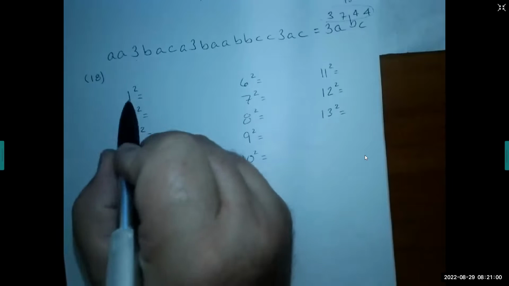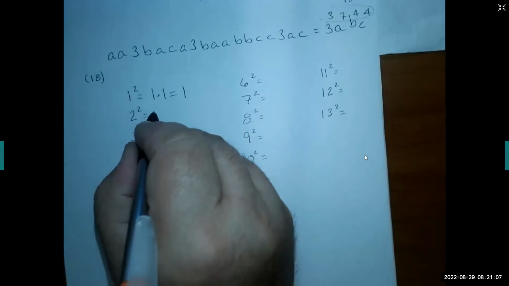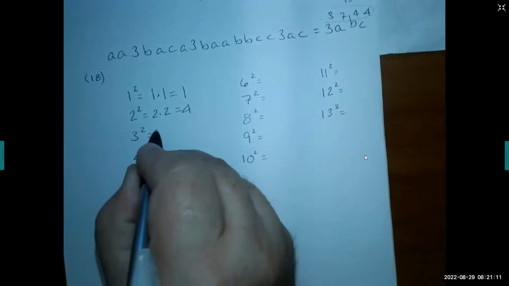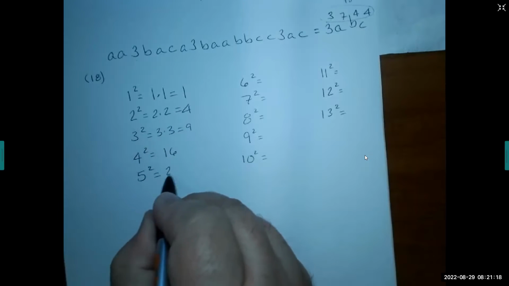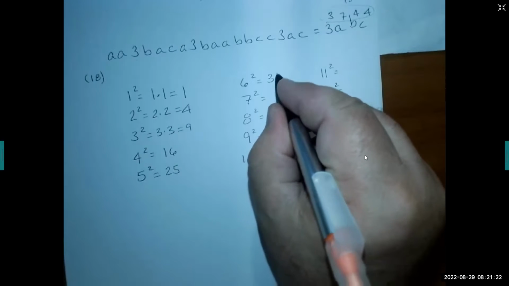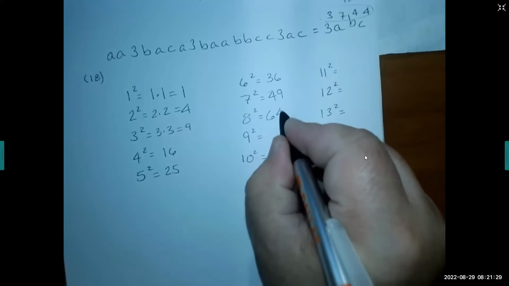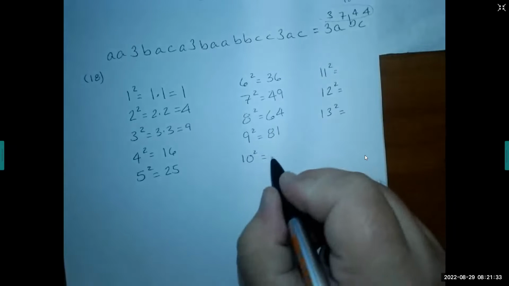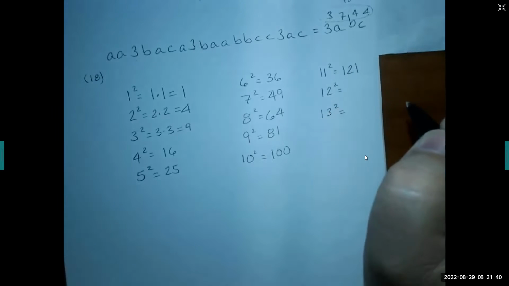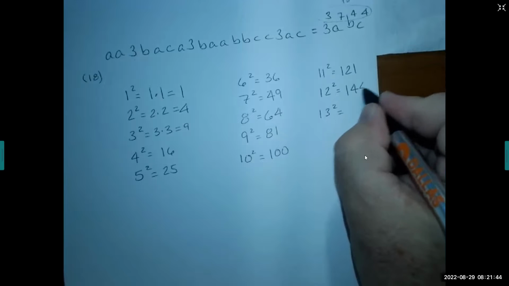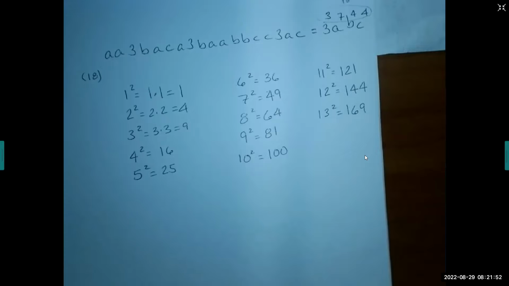All right, so let's look at these. 1 squared is what? 1. There's 1 times 1 is 1. 2 squared. 3 squared. 4 squared. 5 squared. 6 squared. 7 squared. 8 squared. 9 squared. 100 or 10 squared. 11 squared. 12 squared. 13 squared. And I'll show you shortcuts in the last 3.